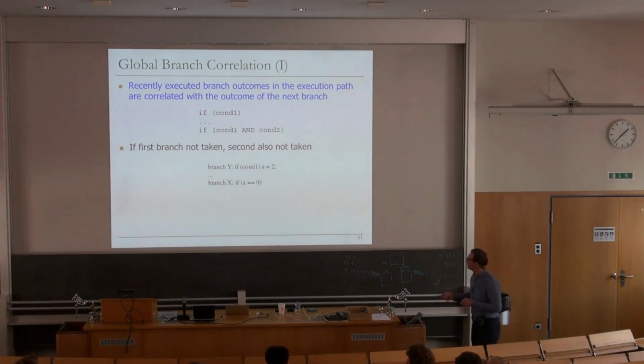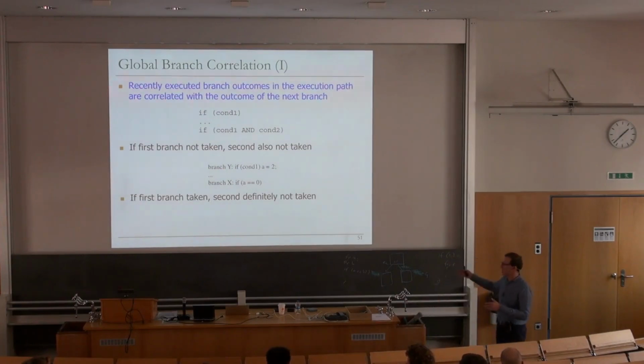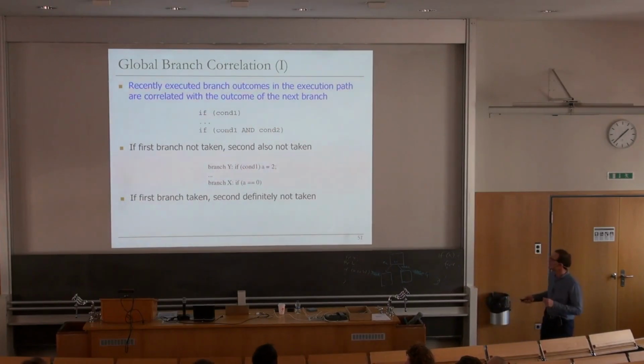Another example. This branch checks some condition. If it's true, it sets A equal to 2. And this branch checks if A is equal to 0. Obviously, there's a correlation here. If the first branch is taken, the second is definitely not taken. And these are actually different things, right? These are checking partly the same conditions. This is setting a data value based on the first condition, and this is checking that condition. So you could actually generalize these in some way.